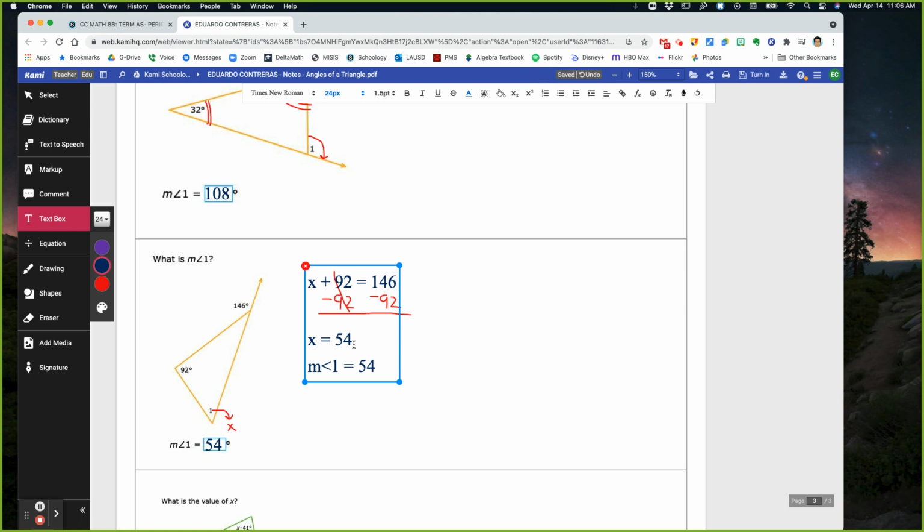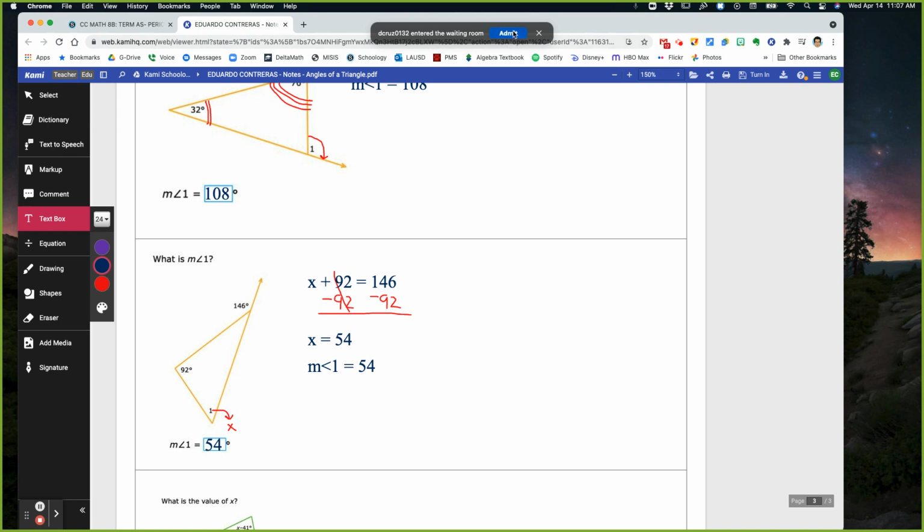All right. So again, we still use that concept. The two non-adjacent angles, add them up, and they have to equal the outside angle. Okay. Last question. So on this last question, we have an outside angle, and we're going to add the two inside angles it's not adjacent to, and it has to equal the outside angle.